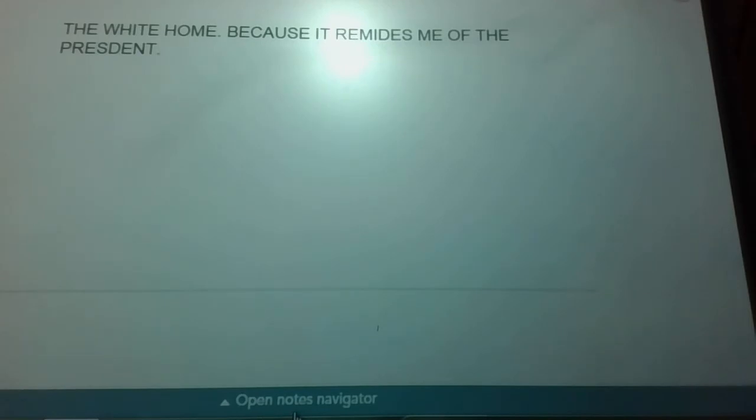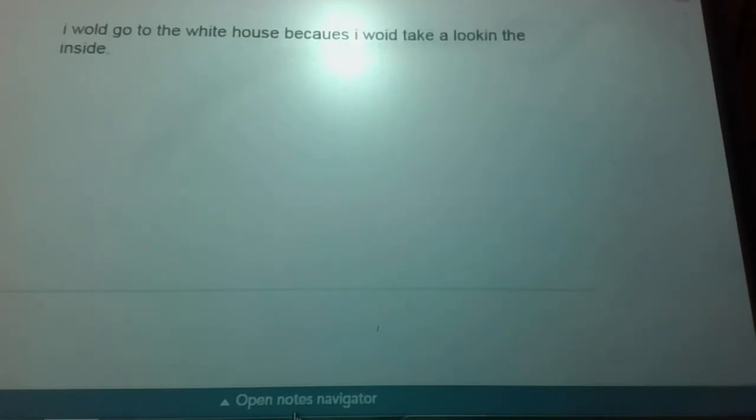The White House, because it reminds me of the president. I will go to the United States because it has the United States flag. I will go to the White House because I would take a look inside. I will go visit New York because they didn't get a chance to get finished.